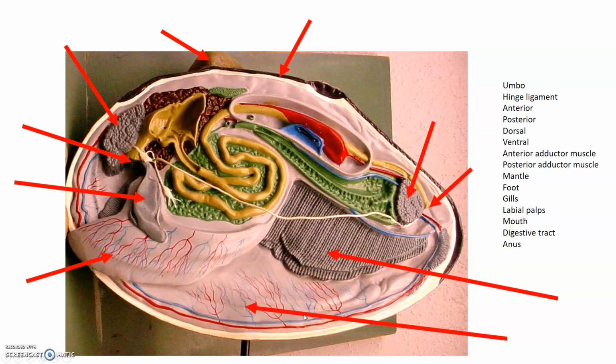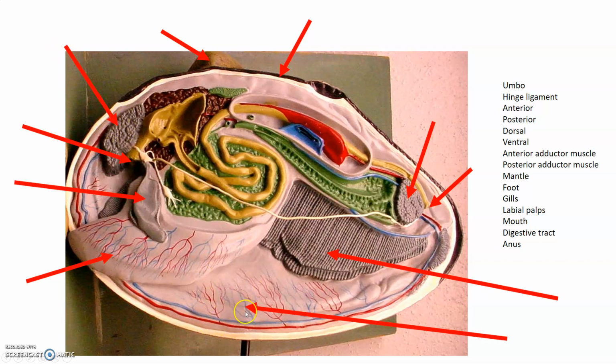If we look at this model showing you the internal anatomy, we again can see the umbo and this hinge ligament, making this the anterior side and the posterior side. Again, the dorsal side and the ventral side. The mussel always opens on the ventral side, and closing the shell are a pair of adductor muscles. We can see the posterior adductor muscle here and the anterior adductor muscle here.